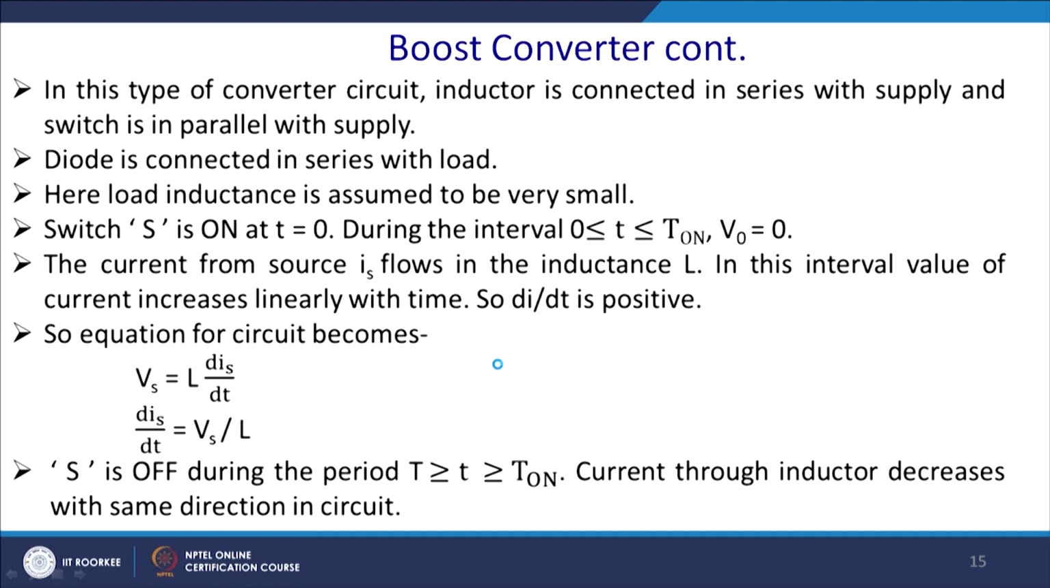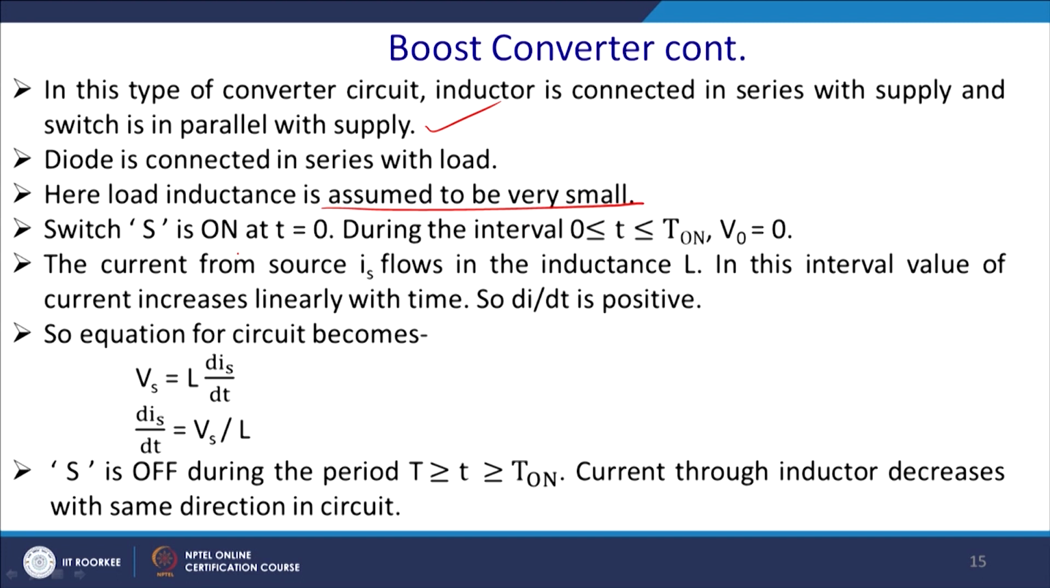In this type of converter circuit, the inductor is connected in series with the supply and the switch is in parallel with the supply. The diode is connected in series with the load to avoid backfeeding. Here the load inductance is assumed to be very small.